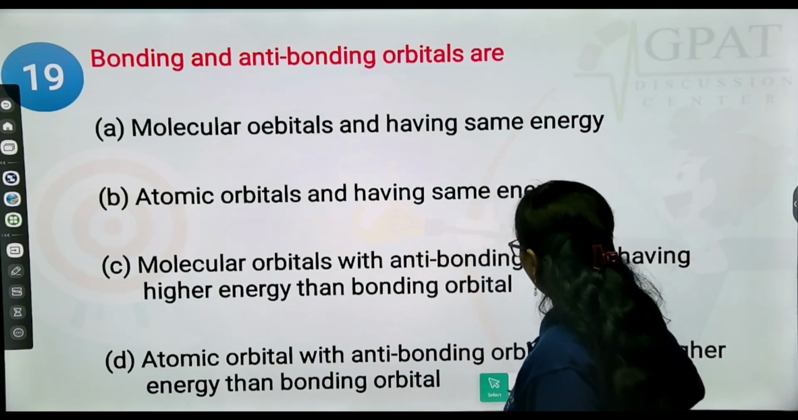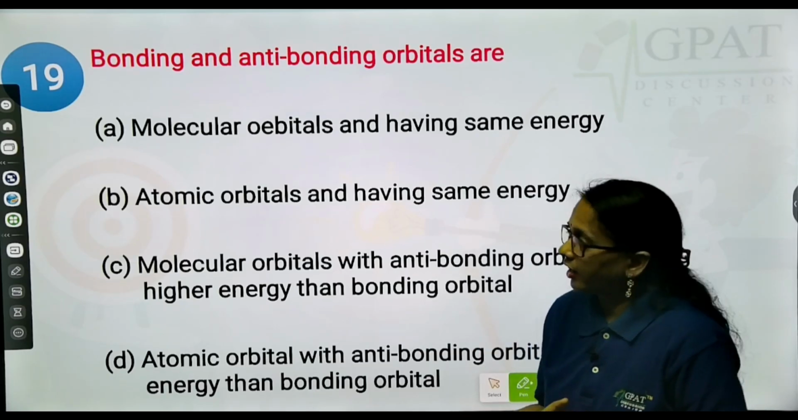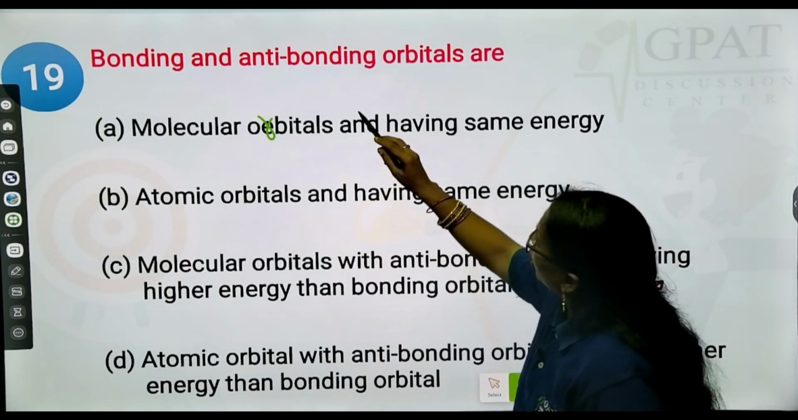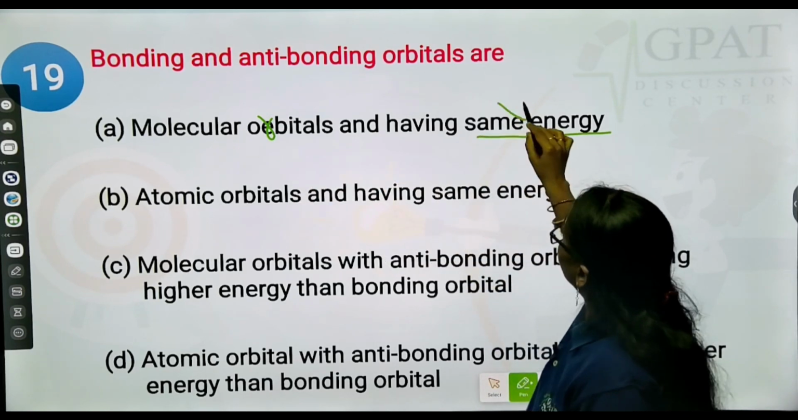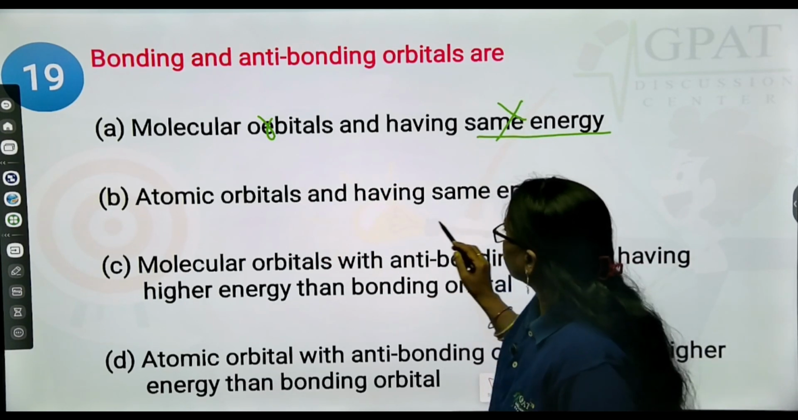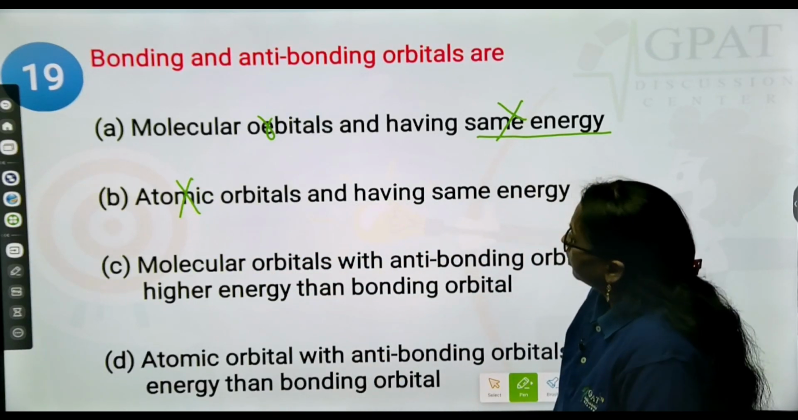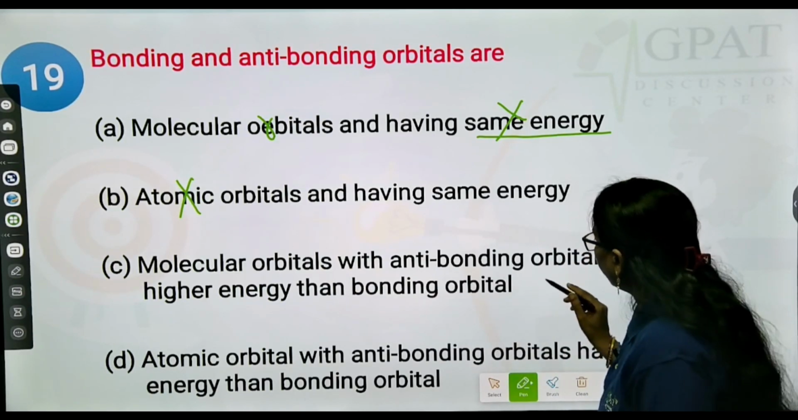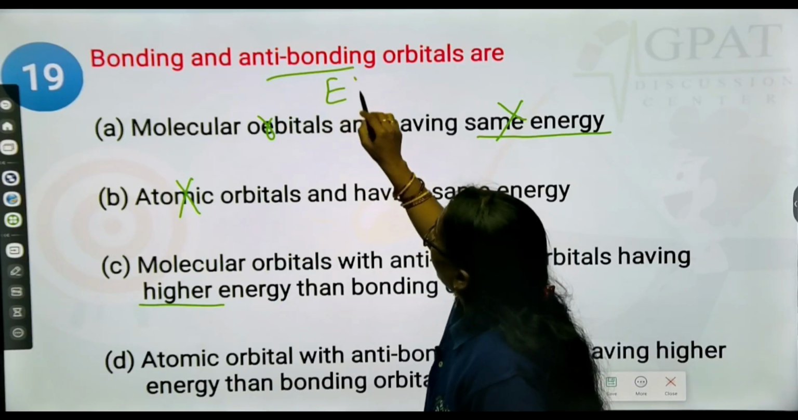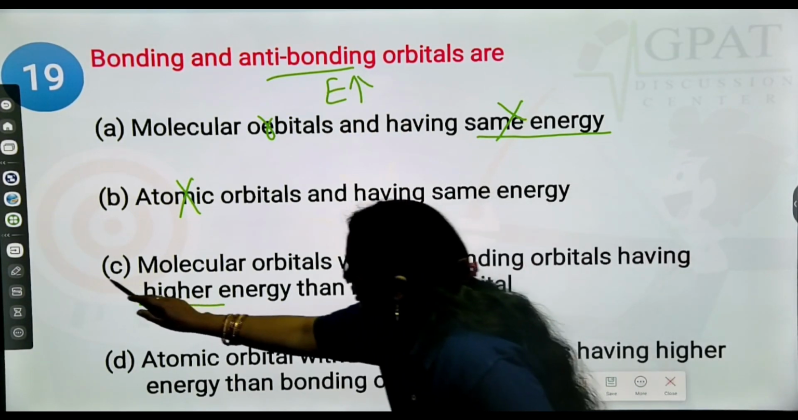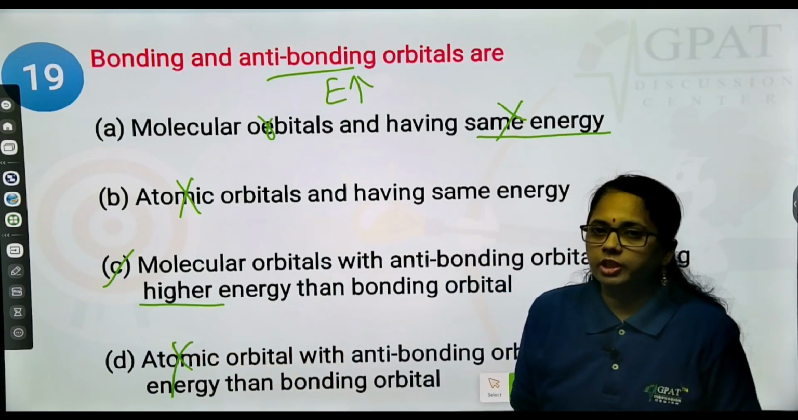Let us see: molecular orbitals having the same energy. They are asking in terms of energy. Here they are asking, molecular bonding and anti-bonding orbitals are molecular orbitals only. Do they have the same energy? No, not at all. Atomic orbitals have the same energy; these are not atomic orbitals. So option B is nowhere correct. Molecular orbitals with anti-bonding orbitals have higher energy. Yes, anti-bonding orbitals have the higher energy. So option C is going to be the right answer. Atomic orbital, no, nowhere is it atomic, so no need to read this option again.